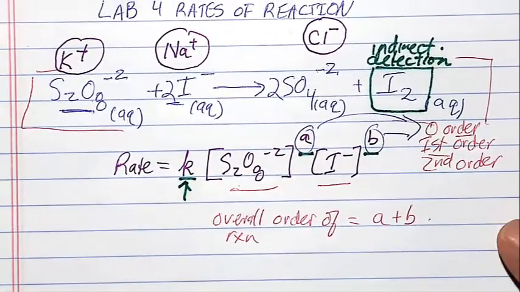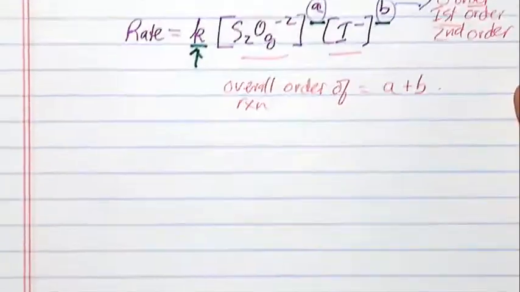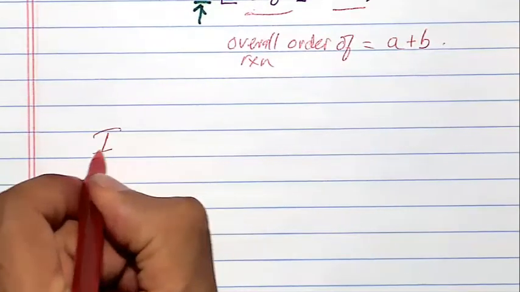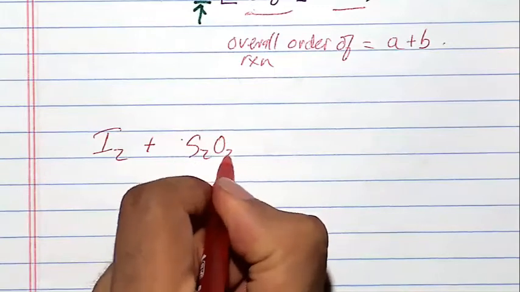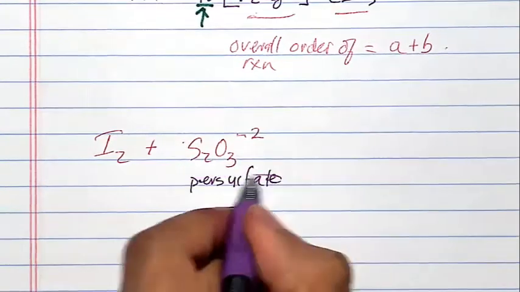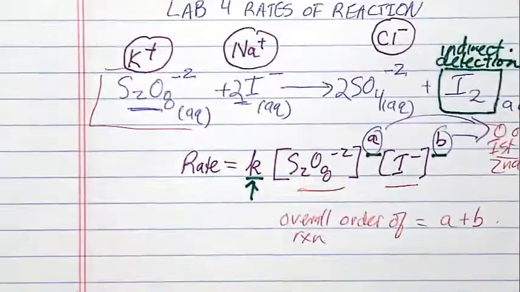There's a second reaction that we will couple this with, and that is this reaction shown here. We have iodine reacting with this molecule here, S2O3 2-. Okay, this is called the thiosulfate ion. This is called the persulfate ion.